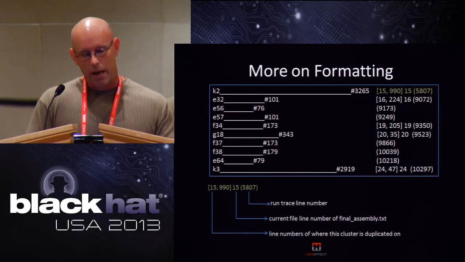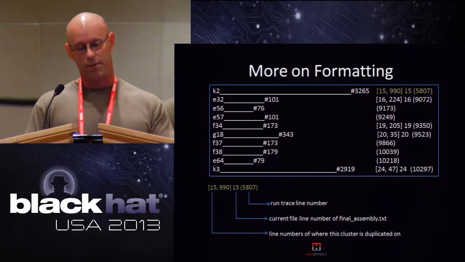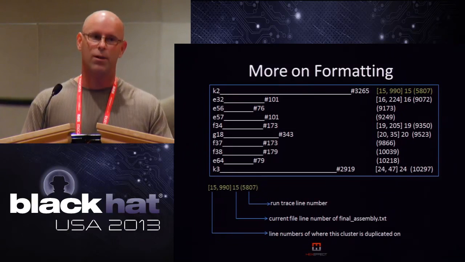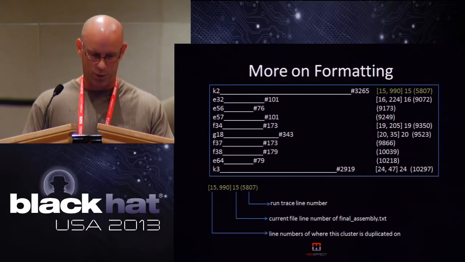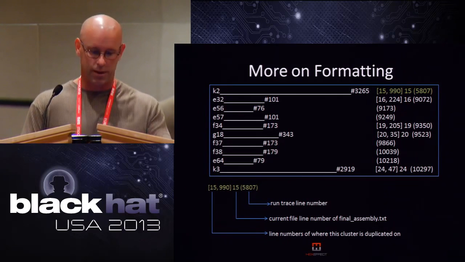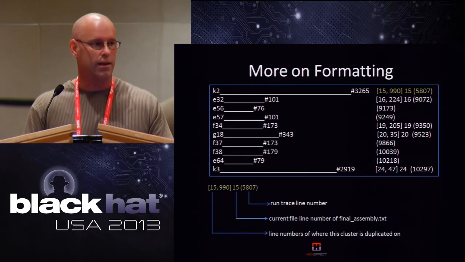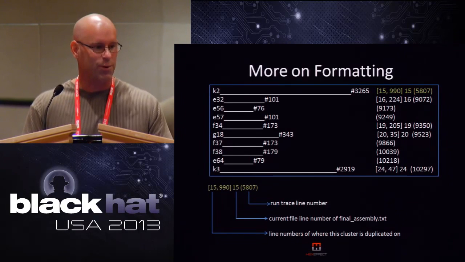If anybody is a Vi editor, a guy like myself, then I put in some extra help. That's what this more on formatting is. So in some of the examples above, I didn't put it in because I didn't want to clutter up the presentation, but it's worth noting that you see K2, this is again a real example. K2, it's got 3,000 whatever. It's on line 15,990. So in that final_assembly.txt file you're looking at, if you just want to go to that line real quick, you can do that.